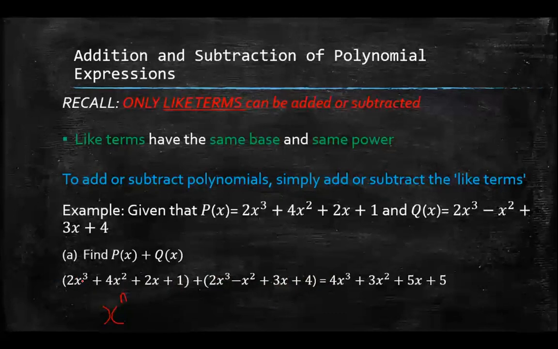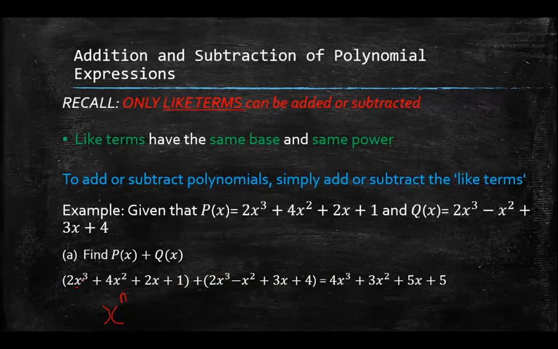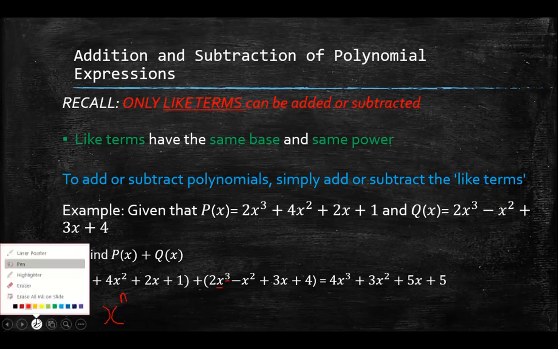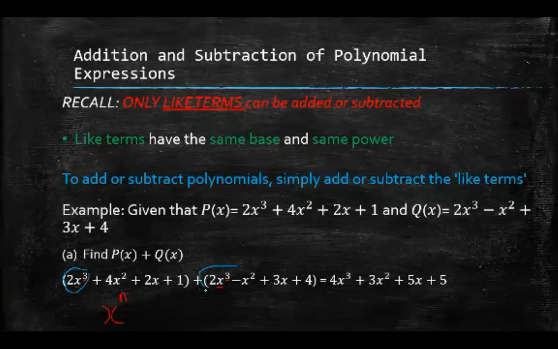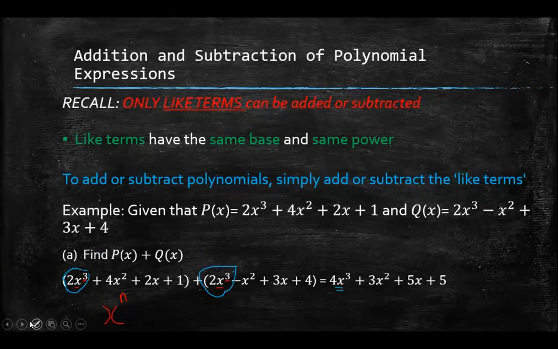So the first one, I see 2x cubed. X is my base, 3 is my power. So now I look at the other polynomial, and I need to determine which one has the same base and same power, right? So this one right here, x is the base, 3 is the power. What does that mean? These two are like terms. And because they are like terms, I can add them together. 2x cubed plus 2x cubed is 4x cubed. That's just algebra, right? We already know how to do that.